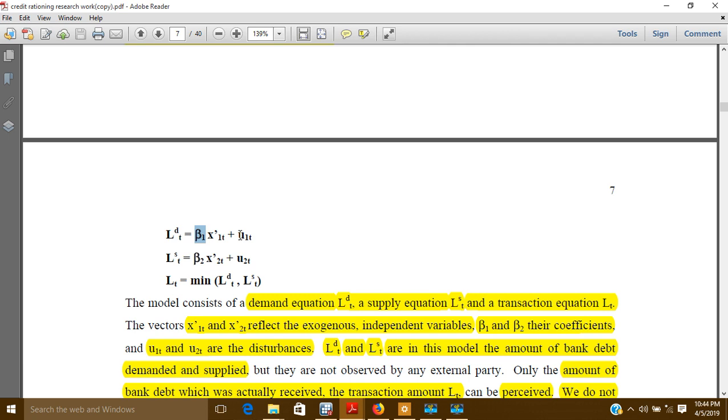So first of all, we have to check whether there is endogeneity present or not. If there is no endogeneity present, then you can use ordinary least square. If there is endogeneity present, then you cannot use ordinary least square. So let's see.